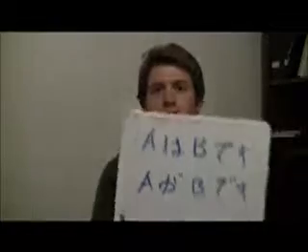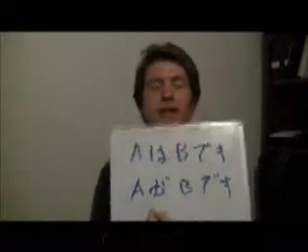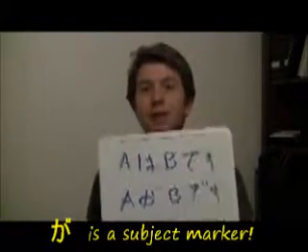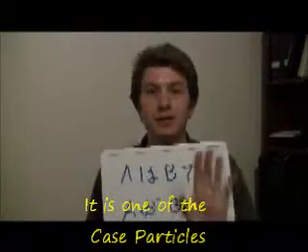Now, this is why. Ga is a topic marker, or ga is a subject marker, I'm sorry. In this case, we're talking about the case particle ga. I'm sorry, I forgot to define that. The case particle ga, not the conjunctive particle ga.